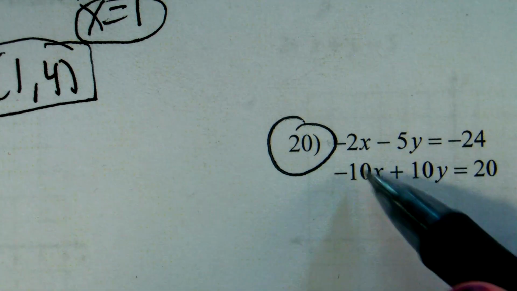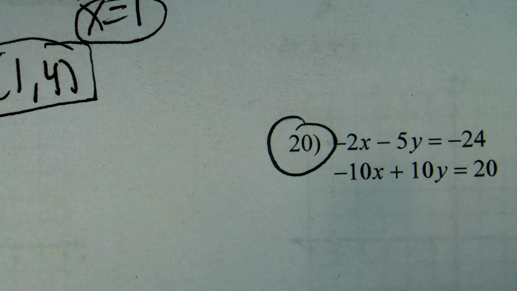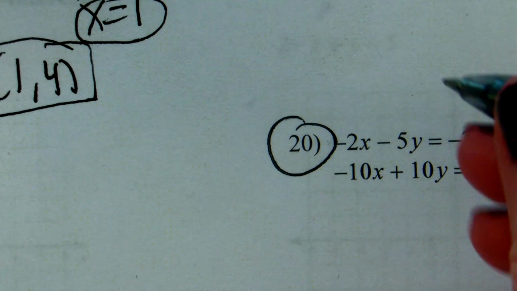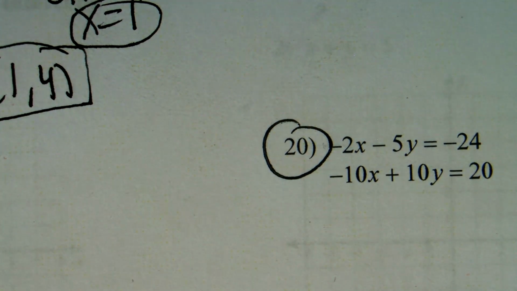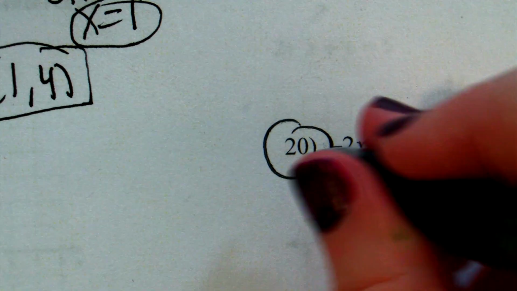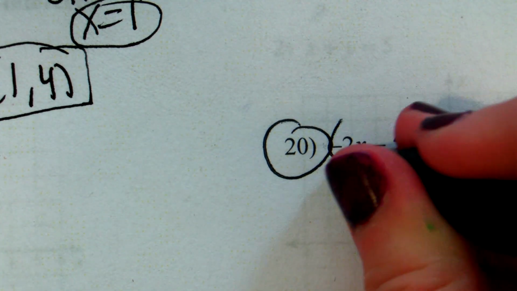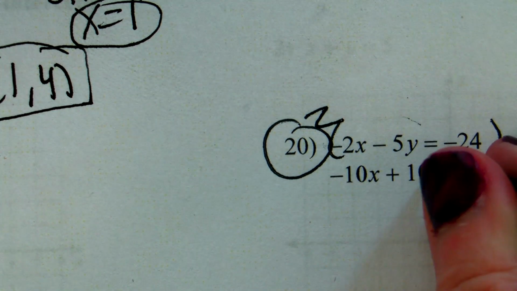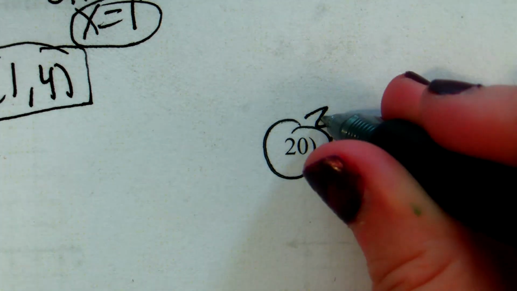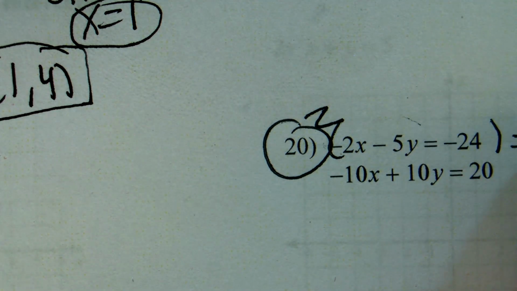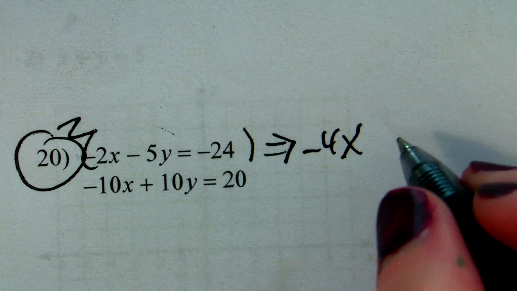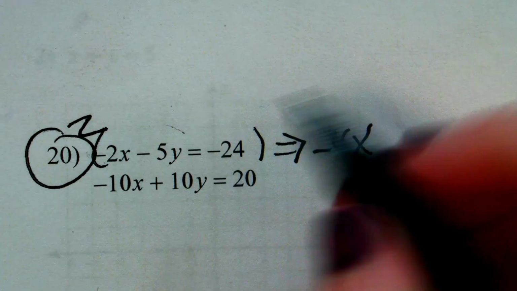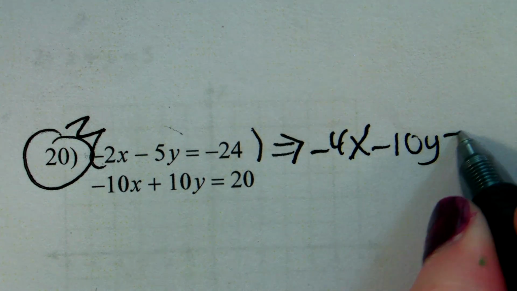Then we'll do number 20, where they're not matching up. We have a 2 and a 10 and a 5 and a 10 and a 24 and a 20. So what you're going to do is you're going to decide which variable we want to eliminate. So let's eliminate the y. So if we multiply by 2, this will be -10 and this will be +10, and they'll cancel. So 2 times -2 is -4x. 2 times -5y is -10y equals -48.